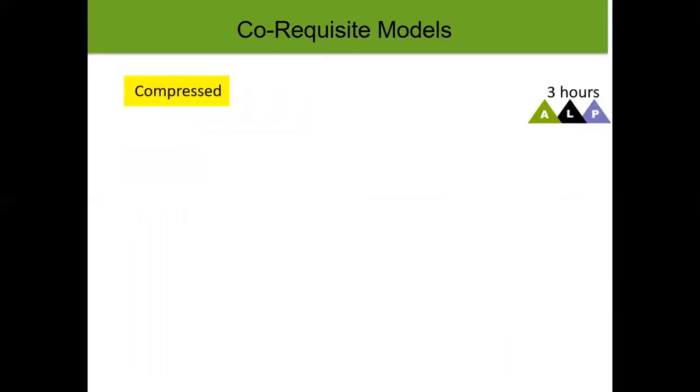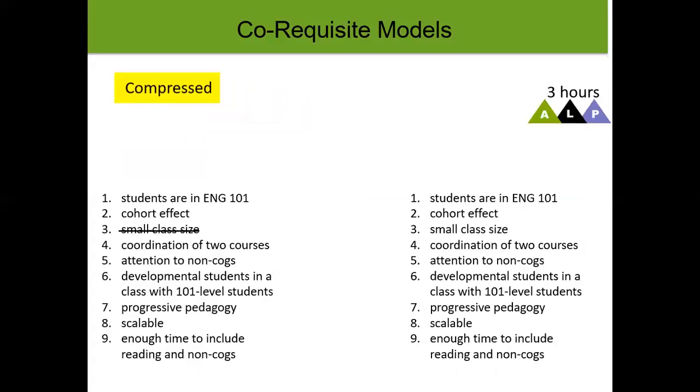Let's take a look at another one, the compressed class. That's where 20 students take a course that's a combination of English 101 and the developmental course with one instructor, but there are no 101 level students in it. There's no smaller class size. The class is just the full class size. There's no attention to non-cognitive issues. The developmental students are not in a class with 101 level students. And so those are the factors; notice we're doing a little better than we were with Writing Centers.